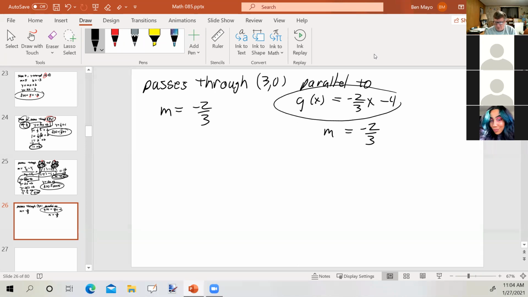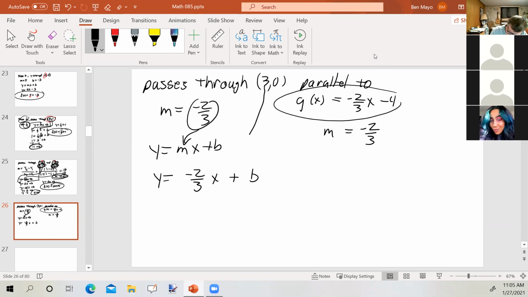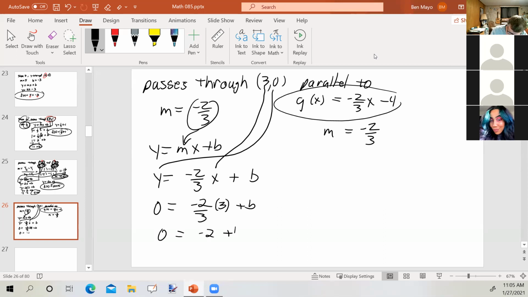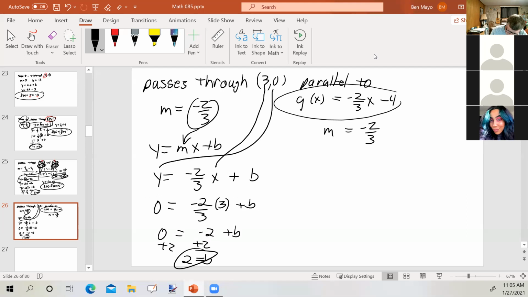Okay, parallel lines have the same slope. So now I've got y equals mx plus b. M is -2/3, so y equals -2/3 x plus b. I'm going to take the ordered pair that I was given. 3 goes in for x, 0 goes in for y. I get 0 equals -2 plus b. Add 2 to both sides, b equals 2.